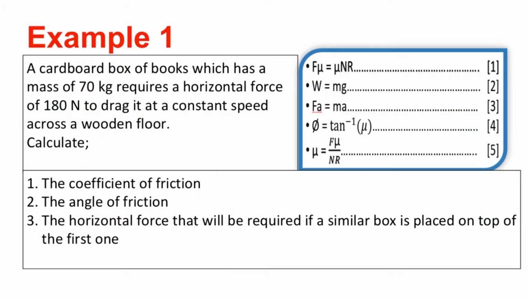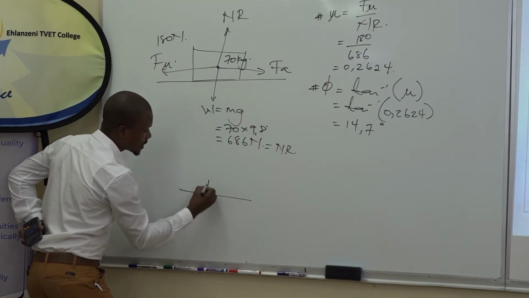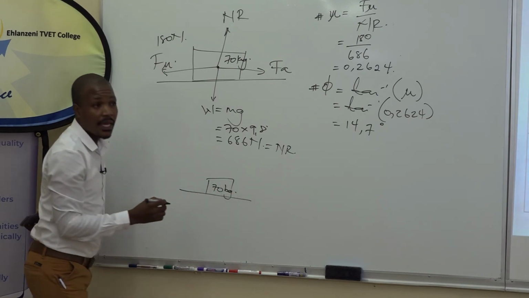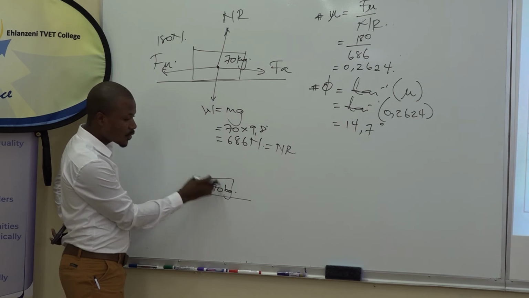And then the last question is more interesting. They say here, calculate the horizontal force that will be required if a similar box is placed on top of the first one. Now, we are not given the weight of this object. It is not given in numbers there, but they are saying a similar box is placed on top of the other. What does this mean? It means that originally we had one box which has what? A weight of, or a mass of 70 kg. They say a similar box is placed on top of this one.